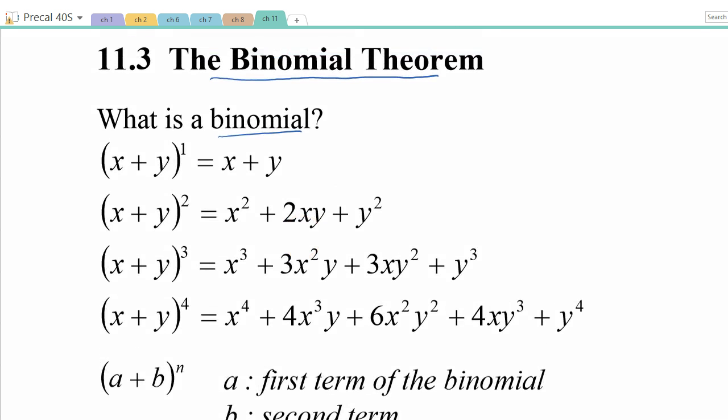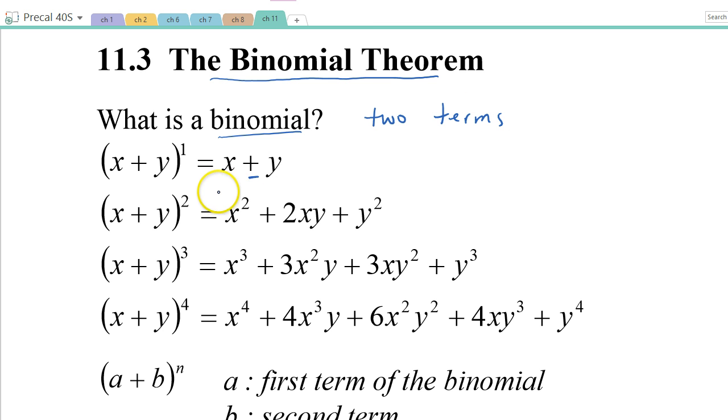A binomial, just like a bicycle has two wheels, has two terms, okay? And terms are separated by either a plus or a minus sign. So x plus y, or say 2x minus 3 over x, that would also be a binomial. So that's a binomial. We've been used to multiplying binomials for a while.